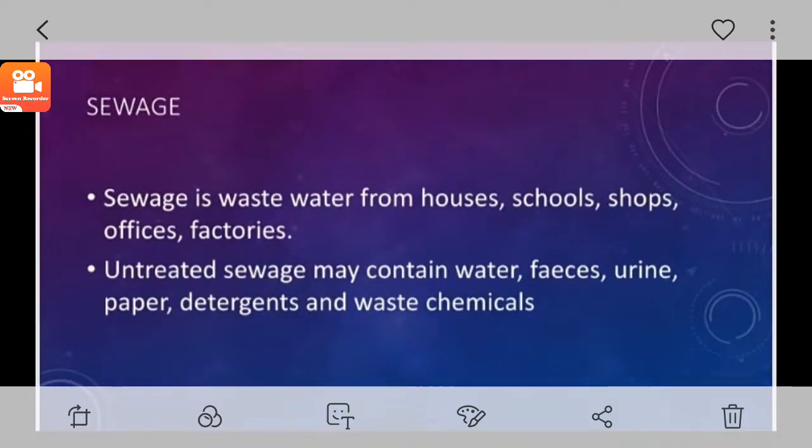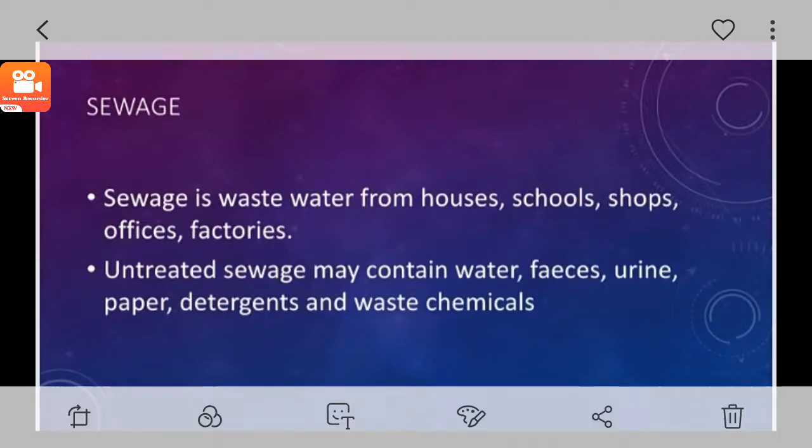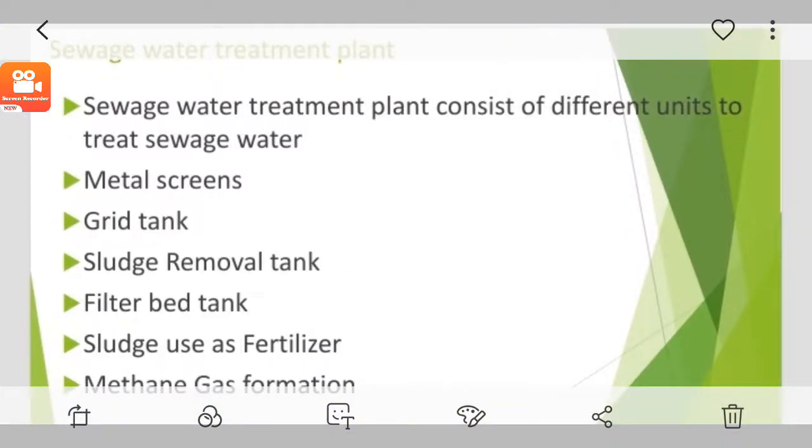Sewage water is basically the waste water. The water comes from the houses, schools, shops, offices, factories. This water is called the sewage water. Why is it called the sewage water? Because it may contain water, feces, urine, paper, detergents and many waste chemicals. So this water is not pure water.